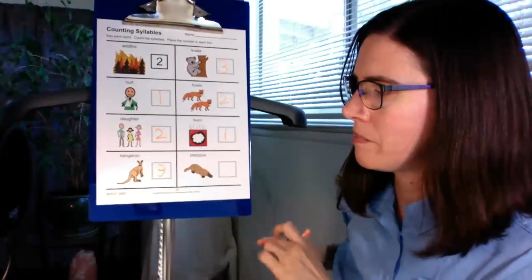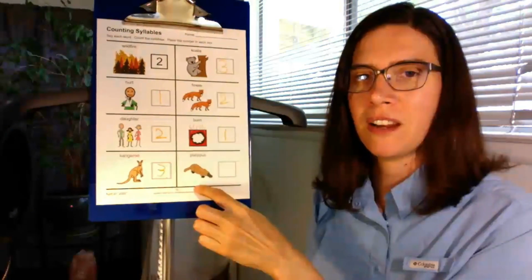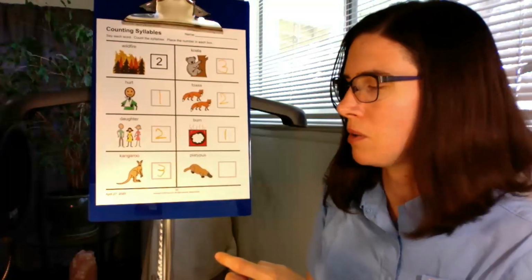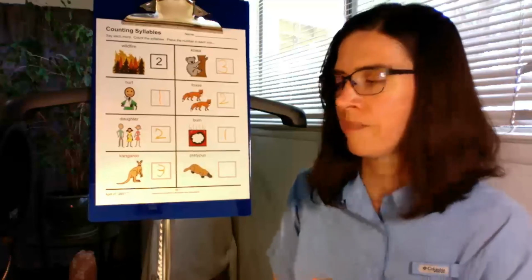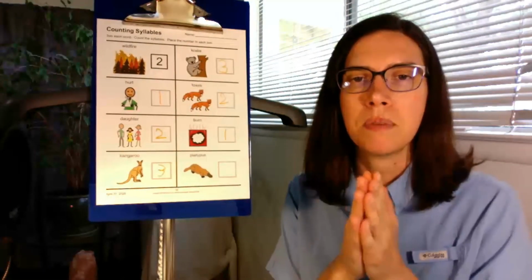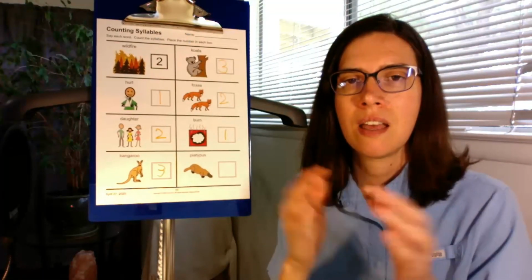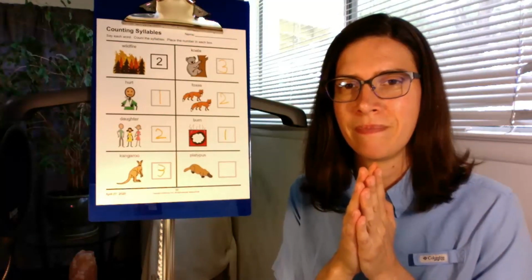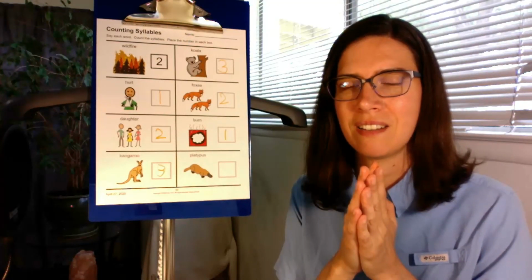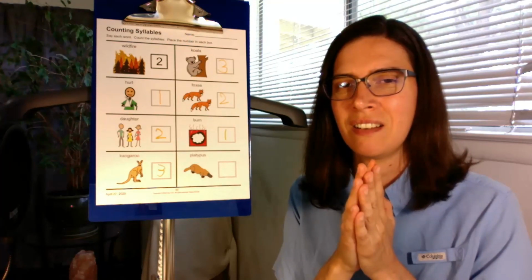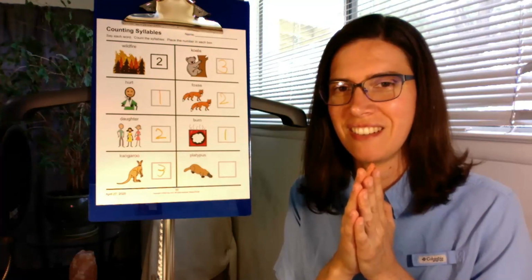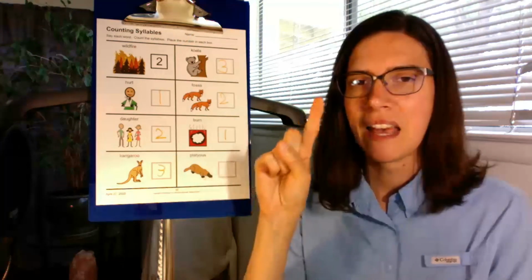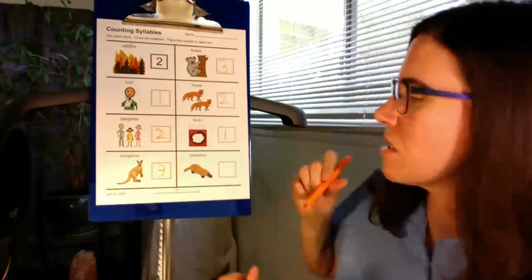Okay, one more. Funny looking animal there. Very unique animal. It's a platypus. Platypus. How many syllables? Think about it. Clap it on your own. If you can't clap, think it on your own. Platypus. 3 syllables.